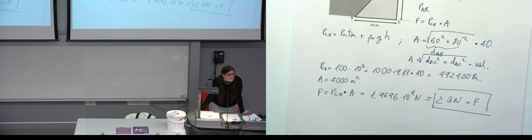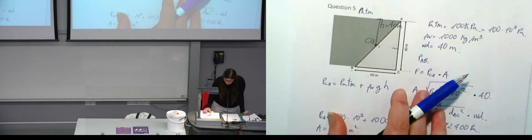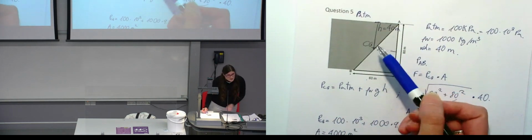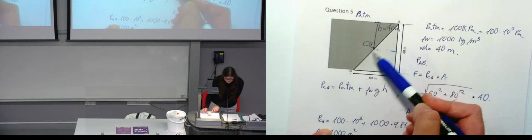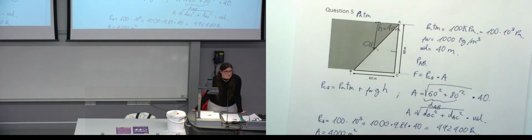Why is the center of gravity height 40? For a triangle, is it 2/3? You are not doing the center of gravity of this space. It's the center of gravity of the face of the dam, which is a square. So it's in the half of it.